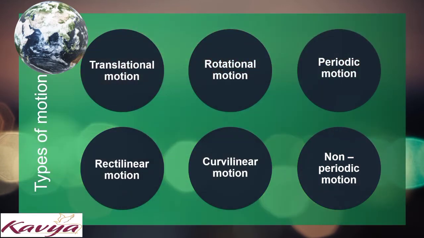We have only four types of motion, but the first one, translational motion, is divided into two types of motion. So we will study six types of motion. Okay, let's begin. Students, we shall start with what is motion and the different types of motion. So let's begin, students.